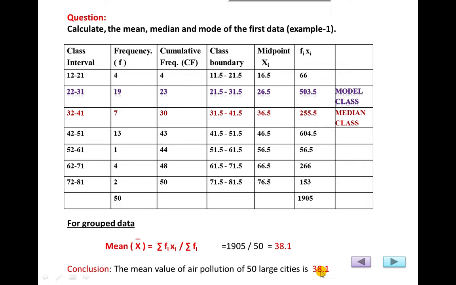The procedure is the same for median and mode. For the conclusion, first we write the name of the method, then the variable, then the observation and then the result.